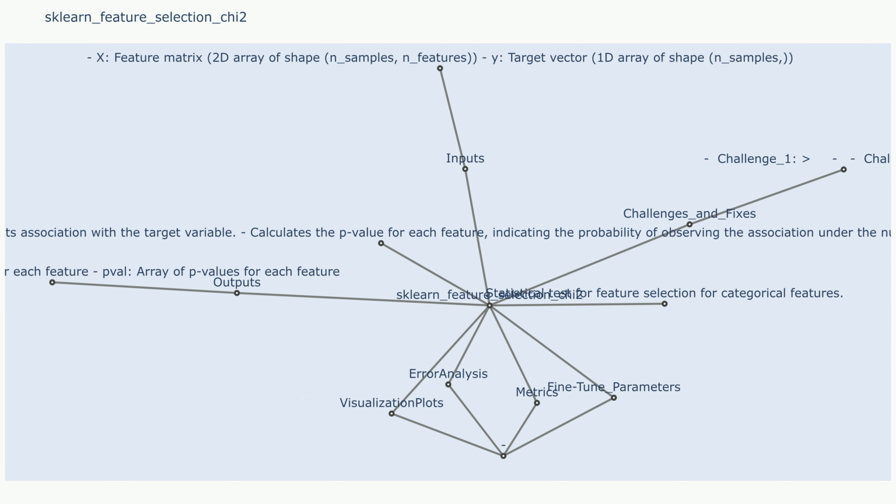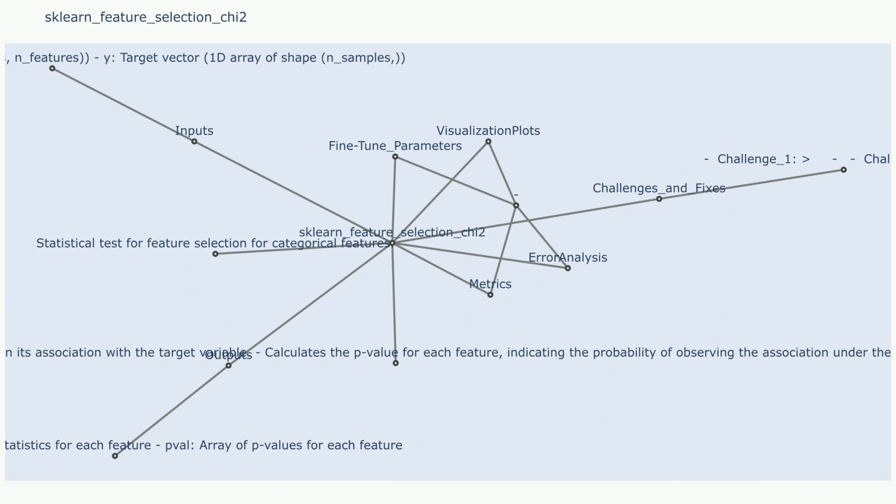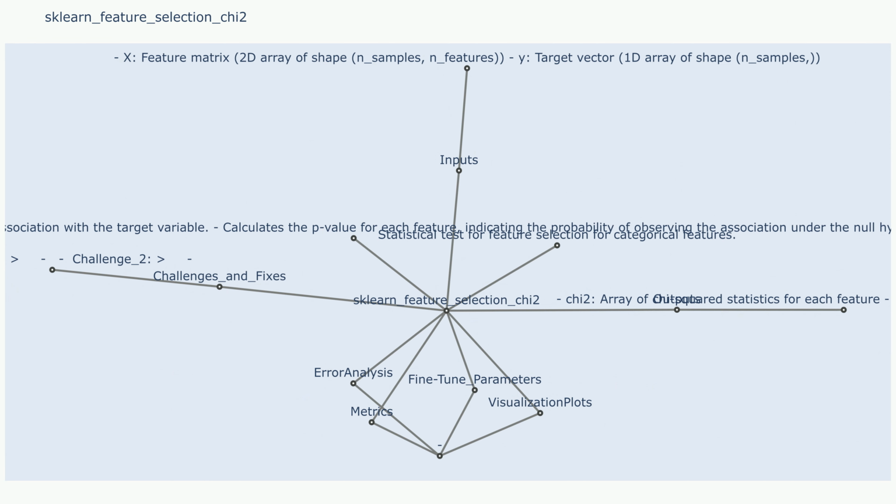Challenge 2: features with low frequencies can have high p-values, even if there is a dependency with the target. Sample use case that resulted in challenge 2: a feature representing a rare disease with a small number of instances in the dataset. Fixes to challenge 2: consider using a different feature selection method that is less sensitive to low frequencies, or use techniques like oversampling or undersampling to balance the class distribution.